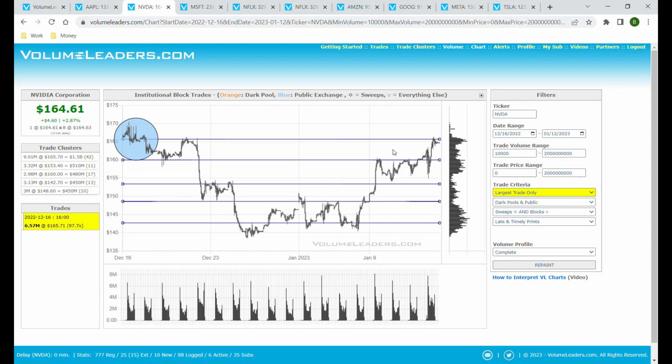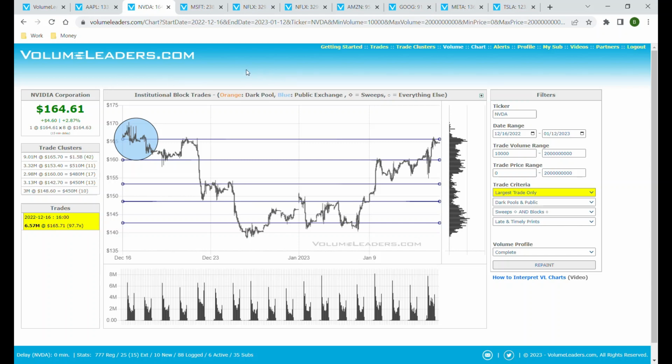So this area here is much larger in terms of dollars. It's 1.5 billion, much larger than this one and this one and this one and this one. So that suggests that it will be harder for price to overcome that level.